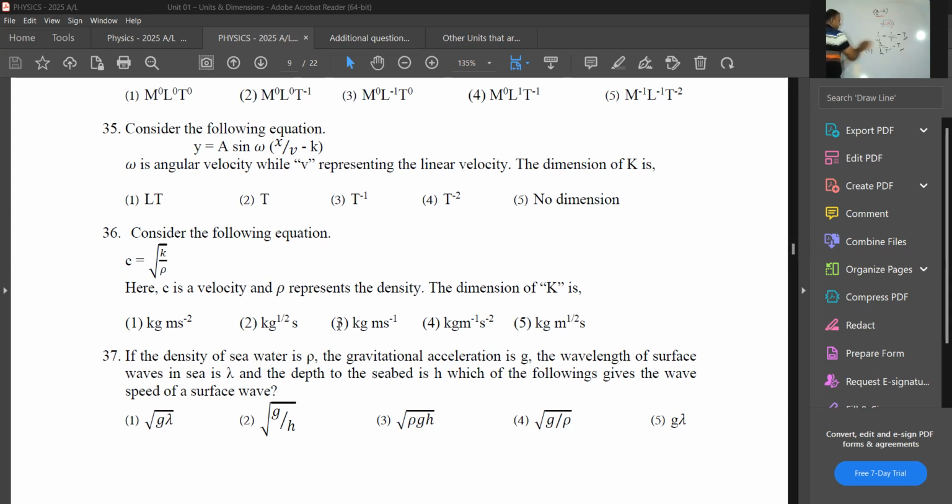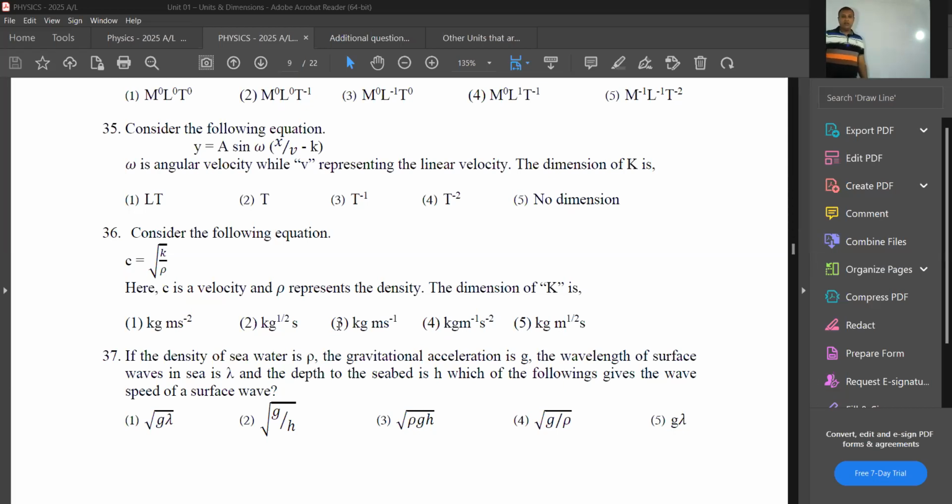What is the answer for question number 36? Okay, here C is a velocity, rho is a density, and we should find the unit of K. So what is the easiest method?